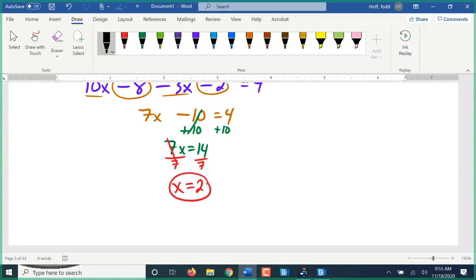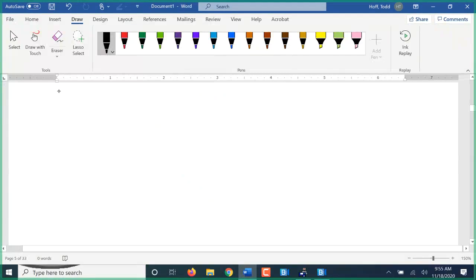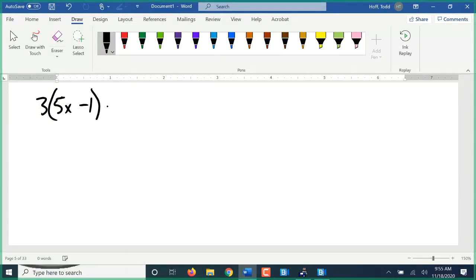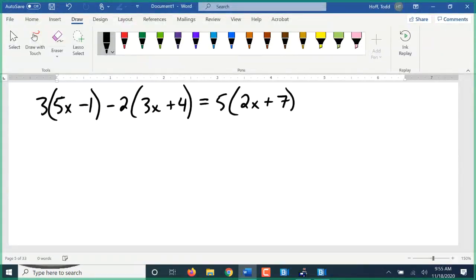Well, these can get more complex. For example, give yourself a lot of room if you're writing this one down. We can have parentheses on both sides of the equation, like this. Doesn't really change our approach.